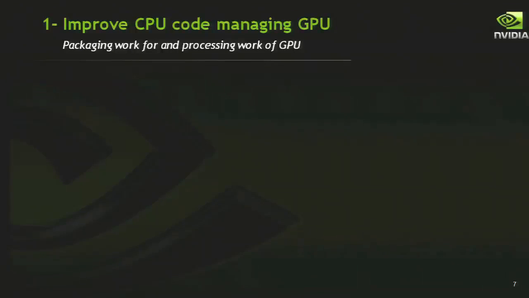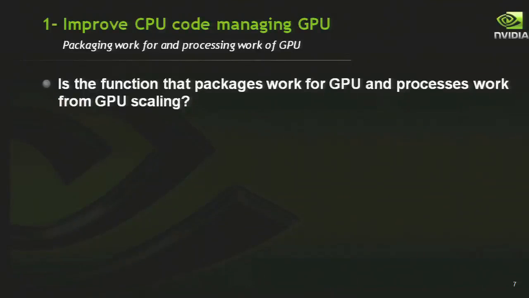So we'll start with improving the performance of the code that is managing the GPU. So there's a function that you probably have that is accumulating all the data that is coming in for the GPU function and kicking off this GPU work. So make sure that this function is scaling. In Nambe, for example, this function wasn't scaling very well, either across nodes or across cores. And improving that scaling helps performance.